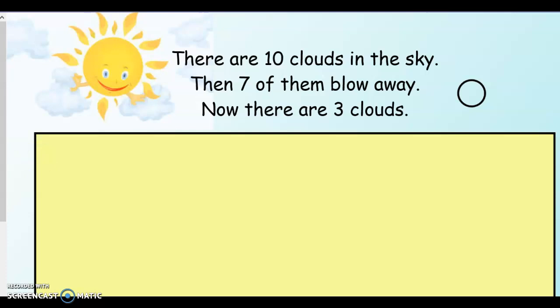Let's try another one. There are 10 clouds in the sky. Then 7 of them blow away. Now there are 3 clouds. Okay? So we need to start with how many clouds in the sky? 10. Okay. Hopefully I can do this fast.